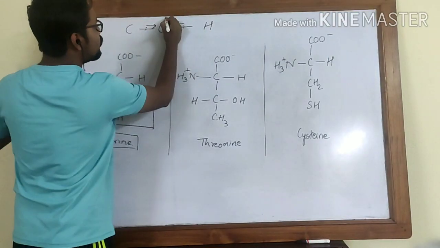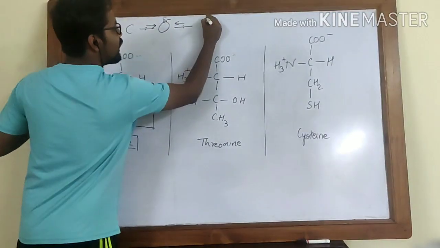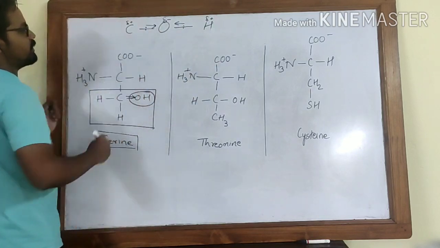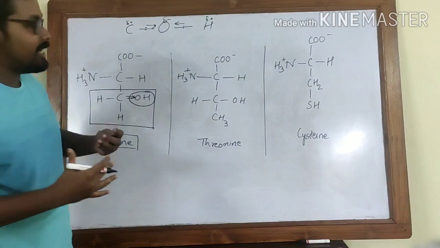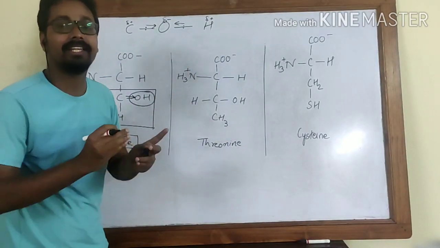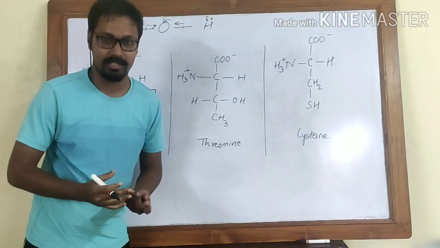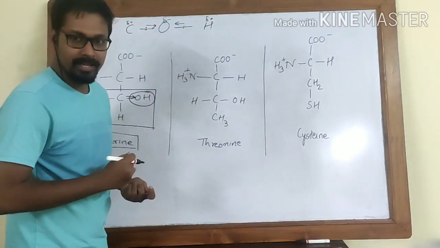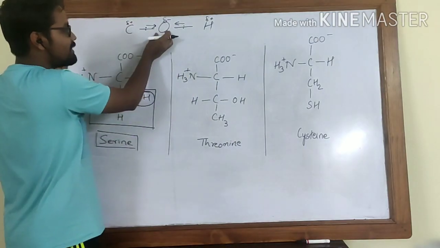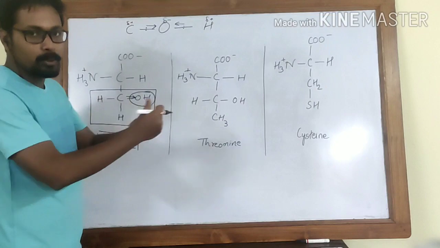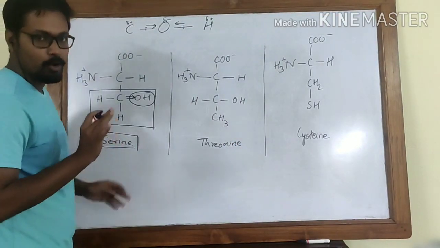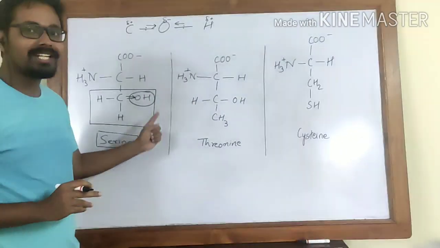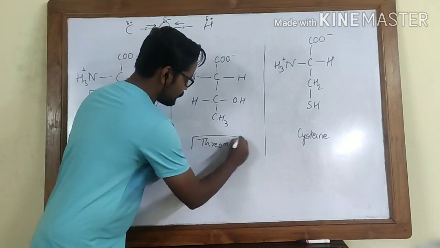As a result, oxygen will have a partial negative charge, and hydrogen will have a partial positive. Since this portion has a partial negative charge and these have partial positive charge, there occurs a polarity of charges, just like North Pole and South Pole. Here also we have a negative pole and a positive pole, opposite poles creating polarity. That's why serine is polar. I hope that is clear. Let's move on to the next one, which is threonine.